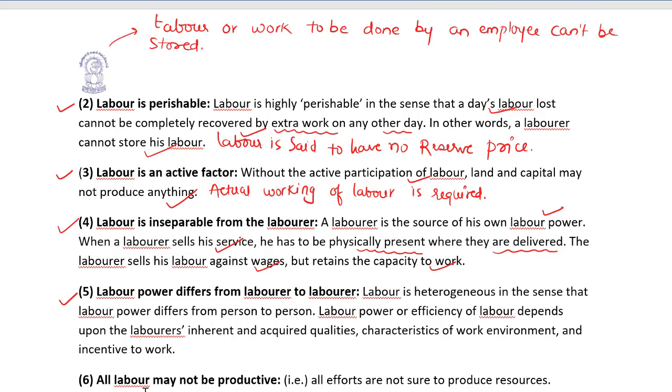Next point is labor power differs from laborer to laborer. That means some laborers are skilled, some are unskilled, some are semi-skilled. Their power to work, their brain works in a different manner. So it is not homogeneous. Labor is heterogeneous. Labor power or efficiency of a laborer depends upon inheritance and acquired qualities, the training undertaken, characteristics of the work environment, and incentive to work. If you give extra incentive to the laborer, he may perform better.